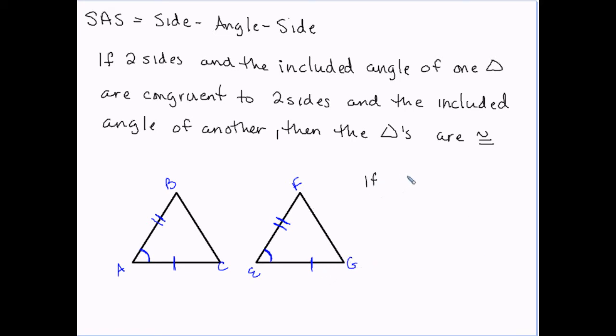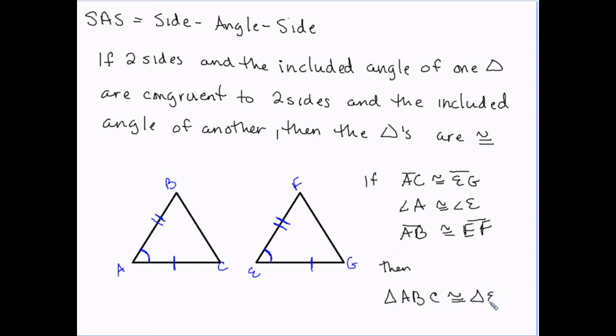So AC has to be congruent to EG. Angle A has to be congruent to angle E, and then AB congruent to EF. Now, it doesn't necessarily have to be those particular angles. I could have angles B and F be congruent if AB and BC. So it has to be the angle between the two sides. The order of the letters tells you what order the things have to be in: a side, and then an angle, and then a side.